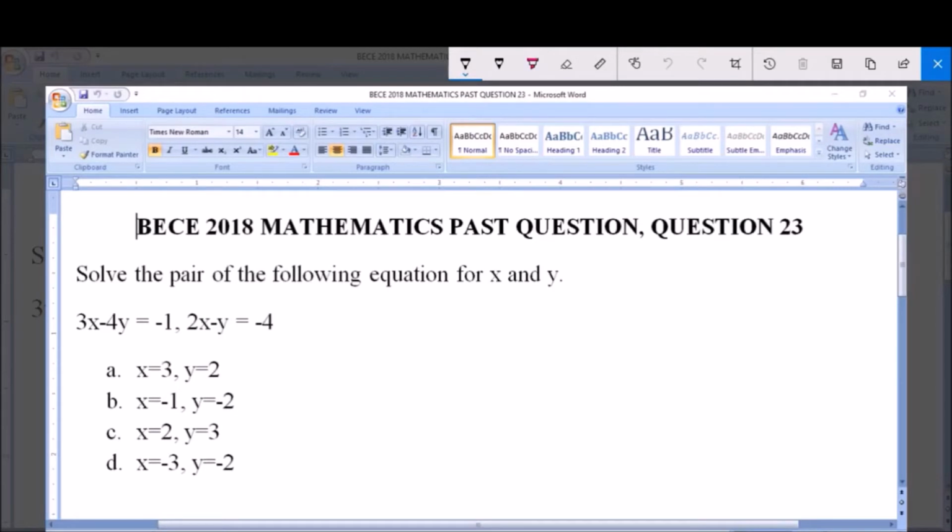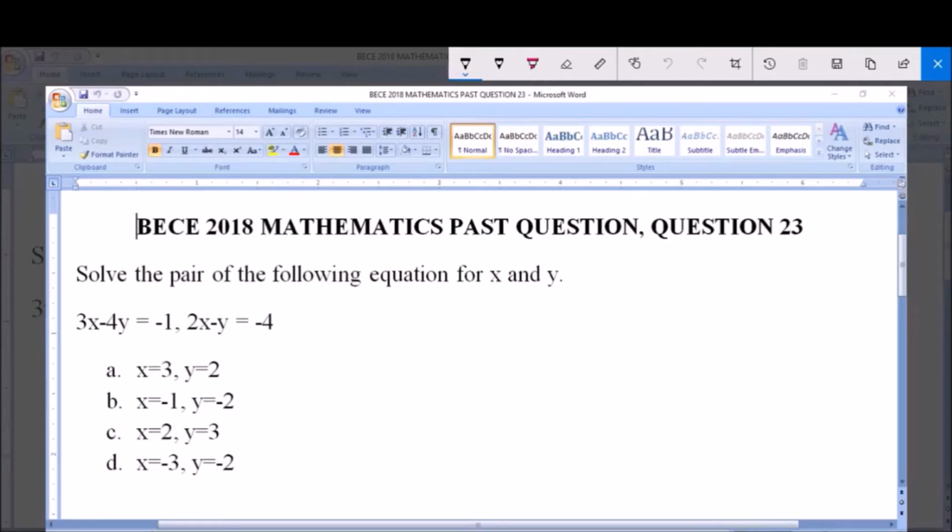Today we're going to be dealing with BECE 2018 Mathematics Past Question, question 23. Solve the pair of the following equations for x and y. 3x minus 4y is equal to minus 1. Then 2x minus y is equal to minus 4. A, x is equal to 3, y is equal to 2. B, x is equal to minus 1, y is equal to minus 2. C, x is equal to 2, y is equal to 3. And D, x is equal to minus 3, y is equal to minus 2.